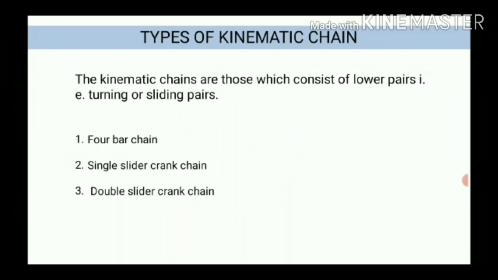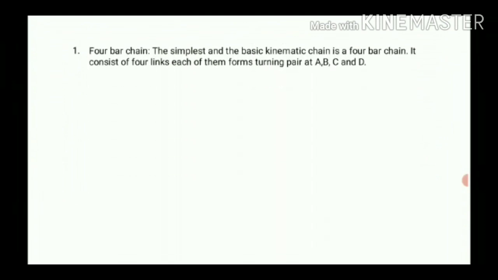So the next point is types of kinematic chain. There are 3 types of kinematic chain that we are going to study, which consist of only lower pairs. Lower pair means surface or area of contact, that is, sliding pairs and turning pairs. So the 4-bar chain, single slider crank chain and double slider crank chain are the types of kinematic chain. First we will see the 4-bar chain.